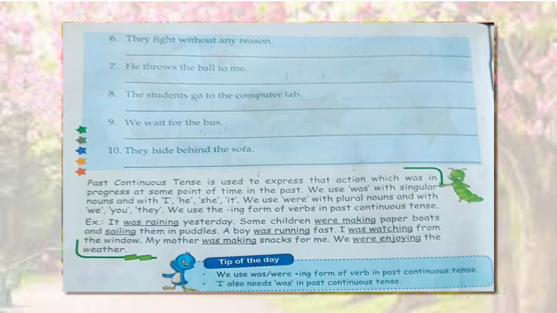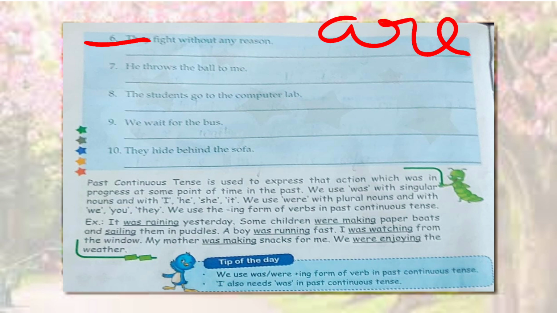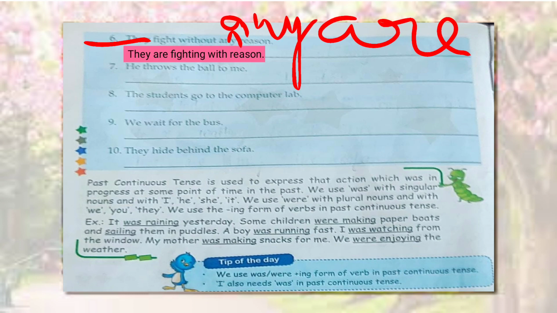Alright. The next is they fight without any reason. Means they, na? So which word will we use? Are. They are, and we will add the ing form with fight. So what will it become? Fighting. So they are fighting without any reason. We have to add also any. Alright. So just add they are fighting without any reason.